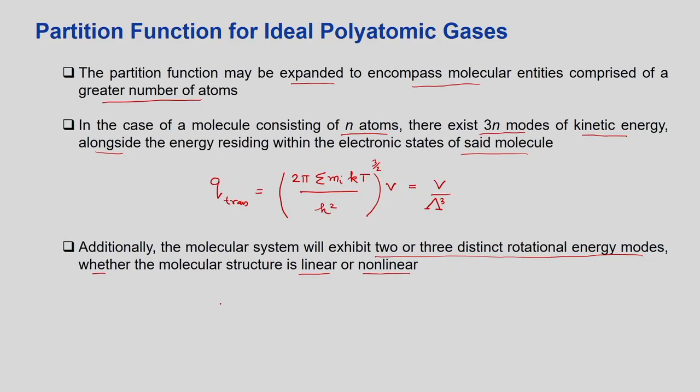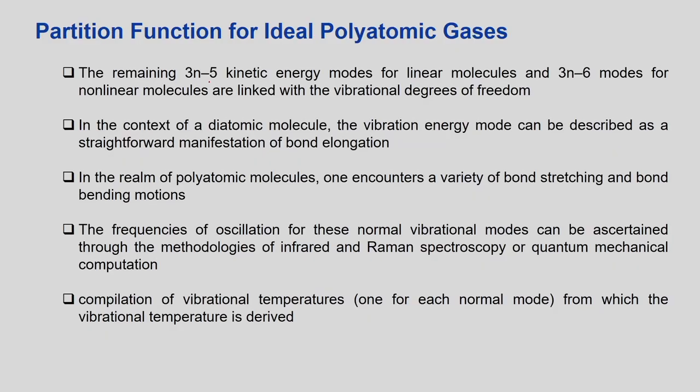They are given by, as I already derived, the rotational partition function equal to T upon sigma theta r. What is this theta r? This is the rotational temperature, which is a function of the moment of inertia, and sigma is the symmetry number. Symmetry number means how many ways you can orient a molecule without changing its original identity. For a diatomic molecule with similar atoms, such as hydrogen, it will take a value of 2. The remaining 3n minus 5 kinetic energy modes for linear molecules and 3n minus 6 modes for nonlinear molecules are linked with the vibrational degrees of freedom. So overall 3n minus 5, how did this 5 come? And 3n minus 6, how did this come?